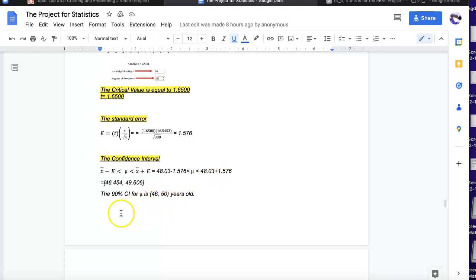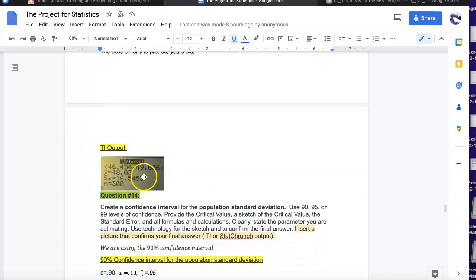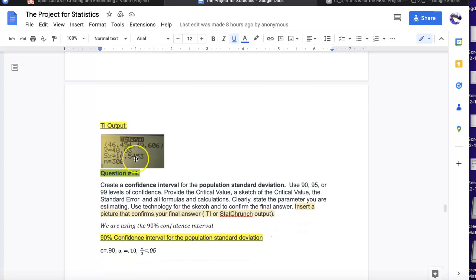And after our calculation, we were able to get 46.454 and 49.606. So again, after rounding down or rounding up, the 90% confidence interval for mu is 46 and 50 years old. Just to check our work, we went and took a screenshot of what our TI output was and placed it here.